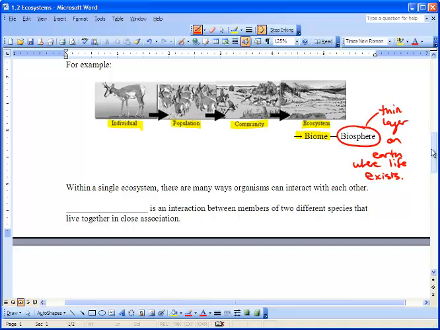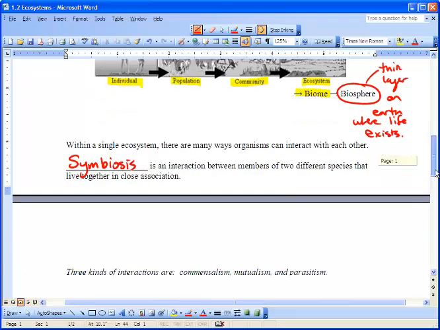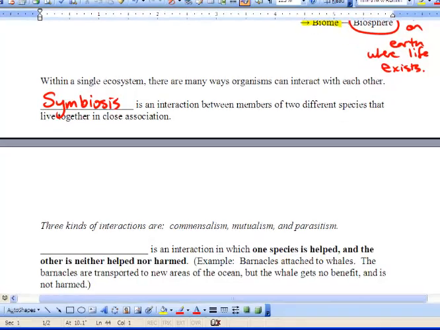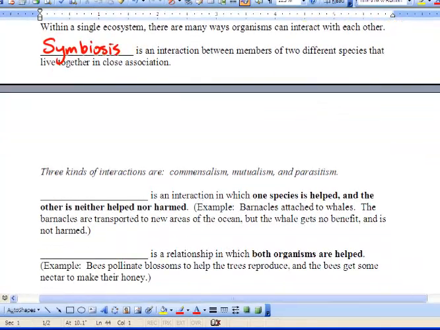So within a single ecosystem, there are many ways organisms can interact with each other. The first type is symbiosis. Now, symbiosis is an interaction between members of two different species that live together in close association. So there are 3 types of these interactions. We've got commensalism, mutualism, and parasitism. So the first one we have is commensalism.